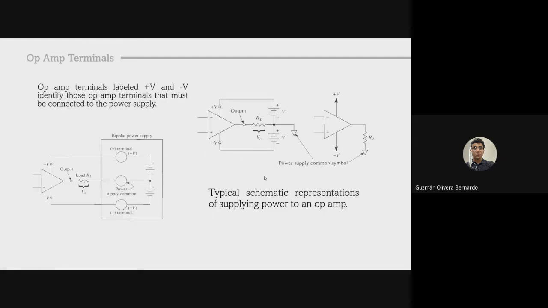Operational amplifier terminals labeled positive voltage and negative voltage identify those terminals that must be connected to the power supply. Here we can see the typical schematic representation of supplying power to an operational amplifier. Output impedance is 0 ohms and the power supply voltages are without limit. We now examine the function of each operational amplifier terminal to understand something about the limitations of a real operational amplifier.